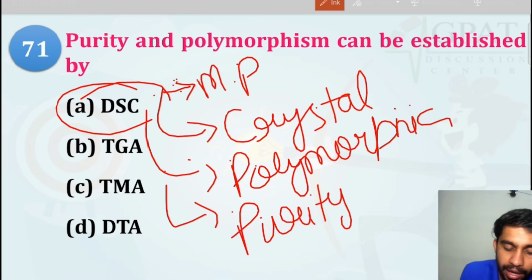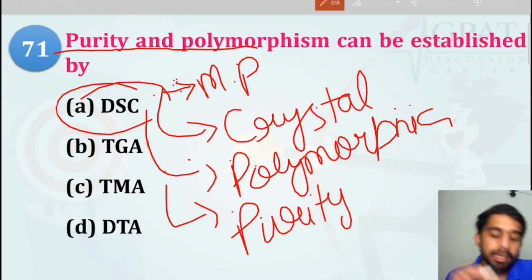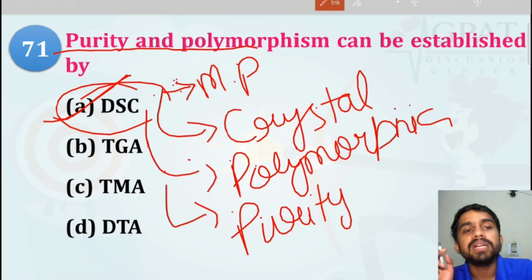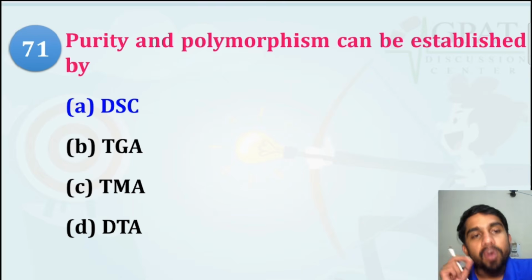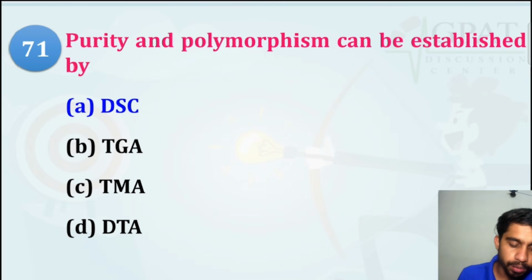So purity and polymorphism can be established by using option A, that is differential scanning calorimetry. The correct answer for this question will be option A.